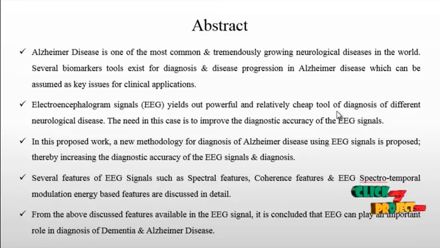EEG is an electrophysiological monitoring method to record electrical activity of the brain. The EEG measures voltage fluctuations resulting from ionic current within the neurons of the brain. In the clinical context, EEG refers to the recording of the brain's spontaneous electrical activity over a period of time.